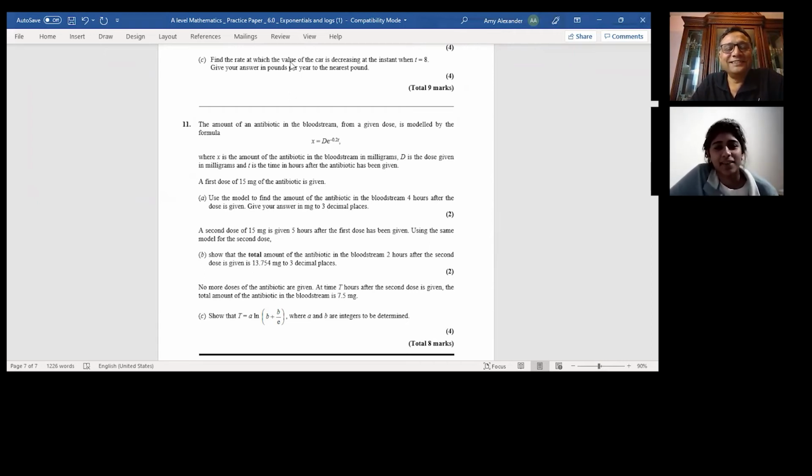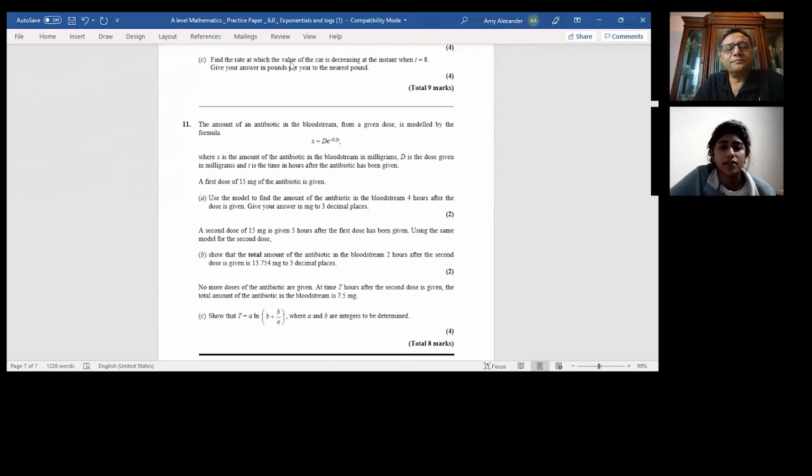The amount of an antibiotic in the bloodstream from a given dose is modeled by the formula X equals D times e to the power of minus 0.2t, where X is the amount of the antibiotic in the bloodstream in milligrams, D is the dose given in milligrams, and t is the time in hours after the antibiotic has been given.